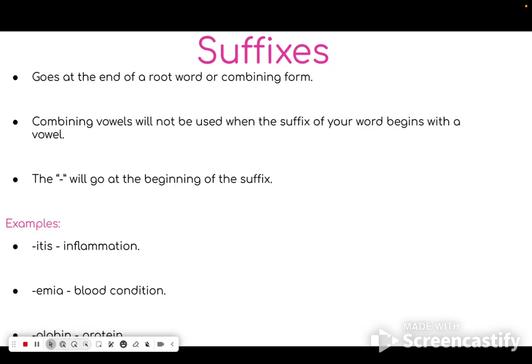The final word part we'll be talking about are suffixes. Suffixes go at the end of a root word or a combining form. Combining vowels will not be used when the suffix of your word begins with a vowel. The dash will go at the beginning of your suffix to not get them confused with a prefix. Some examples of suffixes are -itis, which is inflammation, -emia, which is blood condition, and -globin, which is protein.